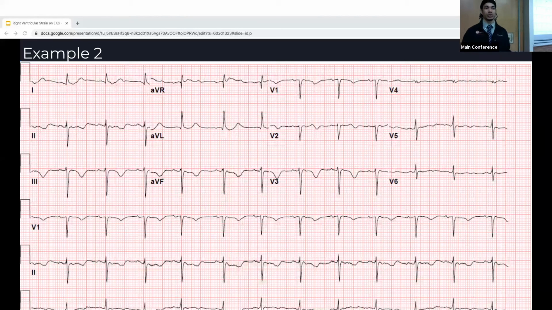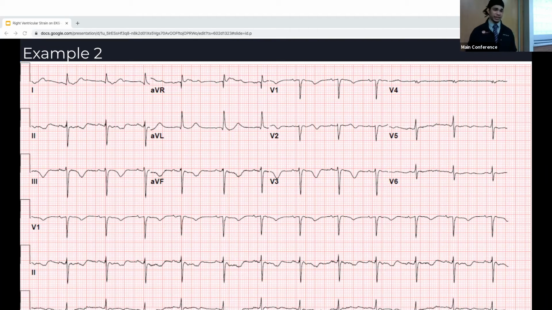Example 2. Anybody want to take a shot? What do we also see here? Yeah, same thing. T wave inversion in III and aVF. V1, V3, and then aVR looks like it has an elevation. Exactly, and you see aVR too.